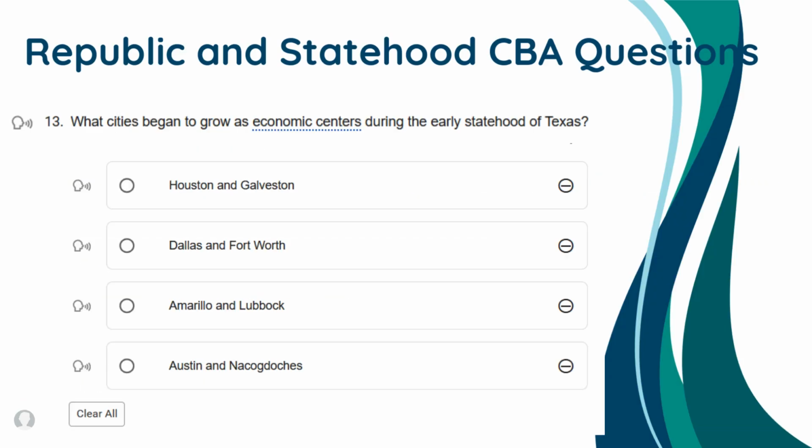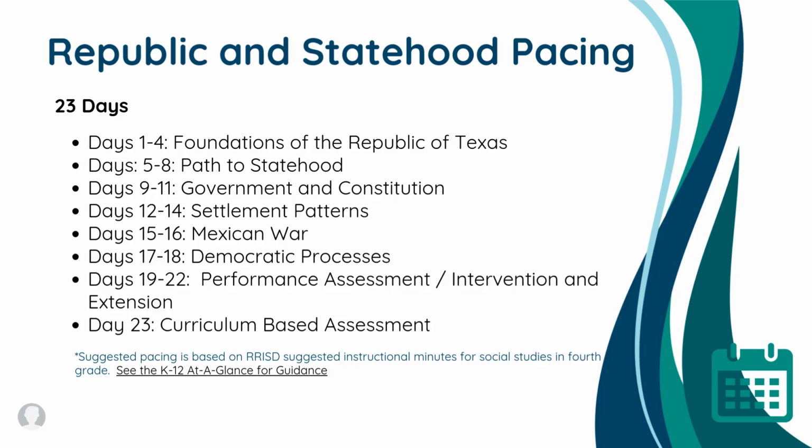Here's a question on the CBA in which students have to identify which cities grew into economic centers during statehood. And this depends on students knowing the answers or understanding geography, ports, rivers, trade access, patterns of settlement. Here's the pacing outline for this unit, and it breaks the 23 days into smaller chunks with concepts. Notice that settlement patterns, our instructional priority, gets 3 days of focused instruction.